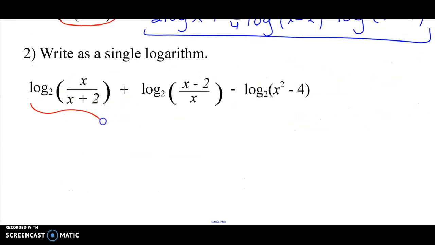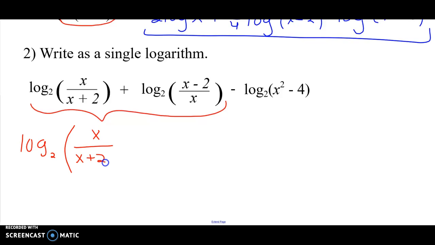So the first thing I would do is condense these two together by multiplying. It's going to look something like this. x over x plus 2 times x minus 2 over x. Now how do we multiply fractions? Straight across the top. So basically this is just one big fraction, and we're multiplying the two things on top, and we're multiplying the two things on bottom.